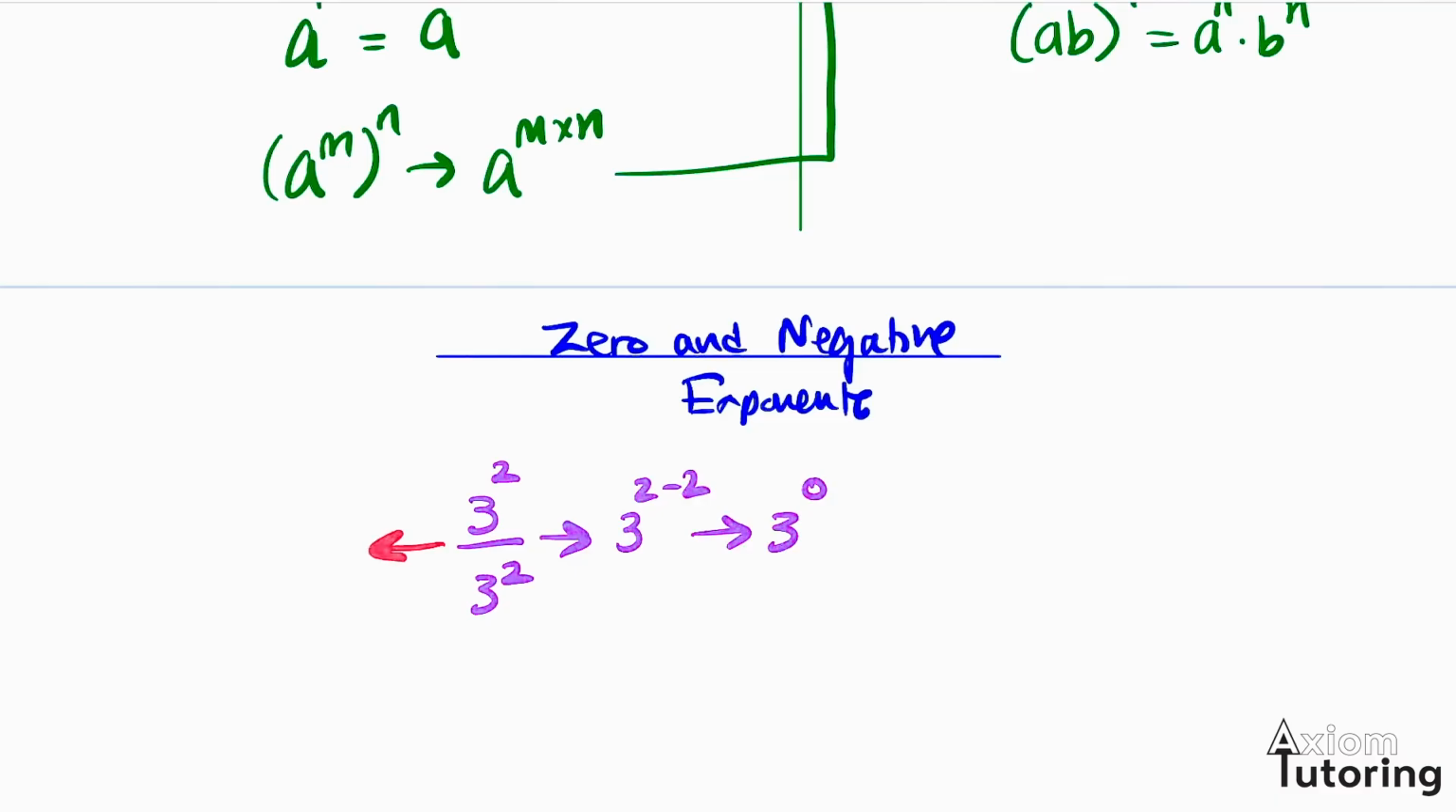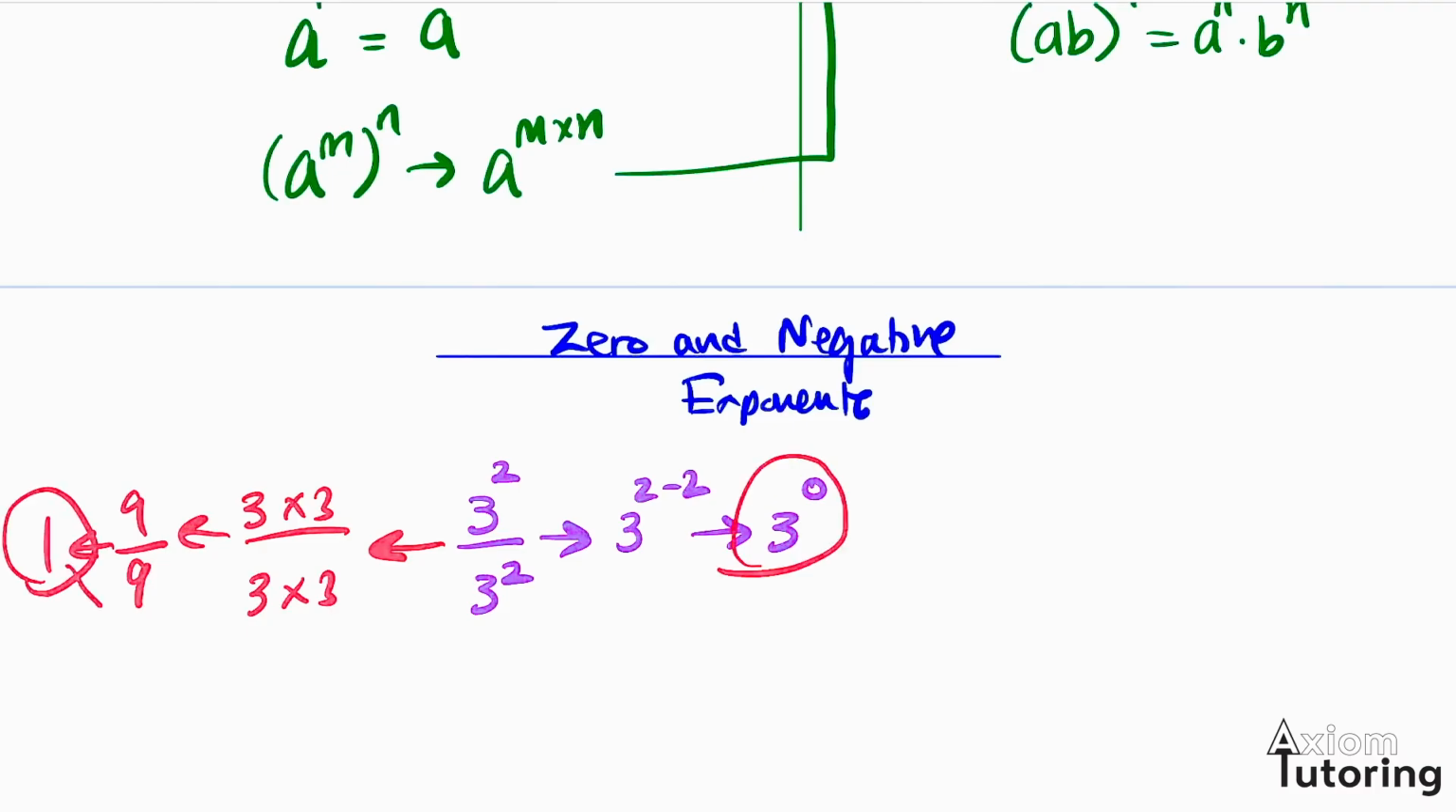If we work this out the long way, 3 times 3 over 3 times 3, that's 9 over 9, which is 1. So 3 to the 0 is 1. In fact, anything raised to the power of 0 is always 1.